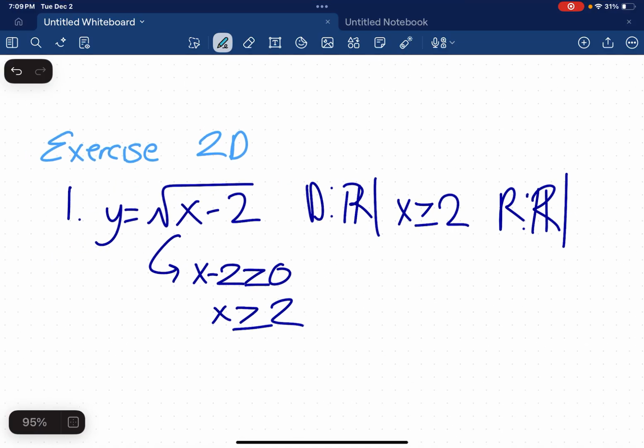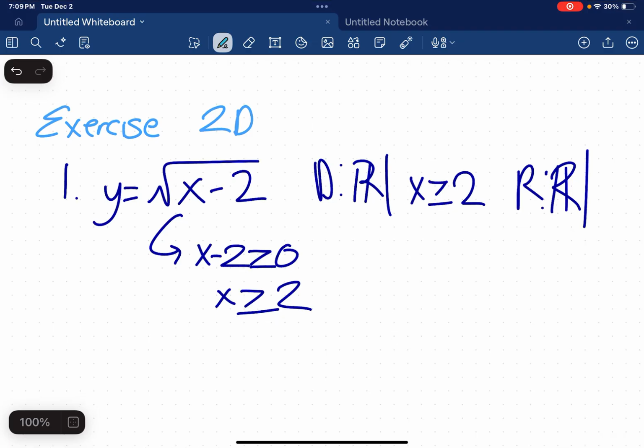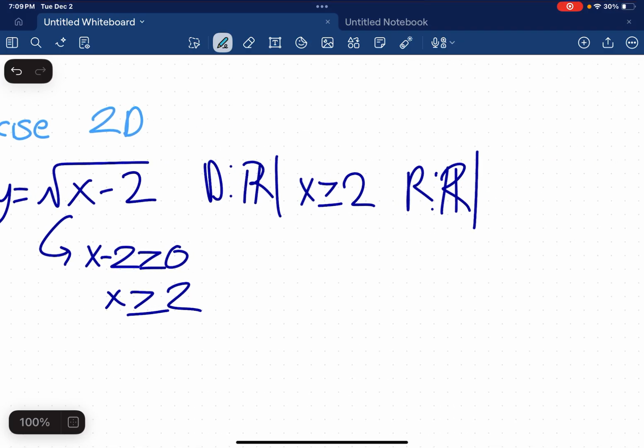Likewise with our range, since we have nothing on the outside of this radical being added to it, and we know that the inside can only be either 0 or positive numbers, that means the greatest number it can be is going to be 0, and that is our solution.